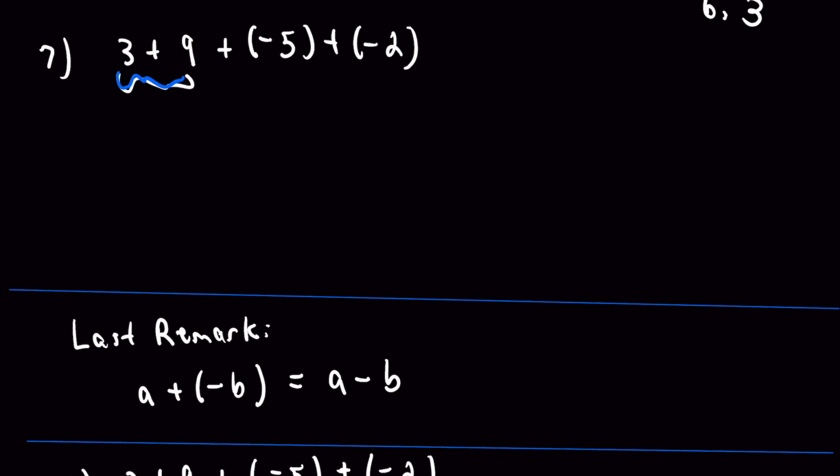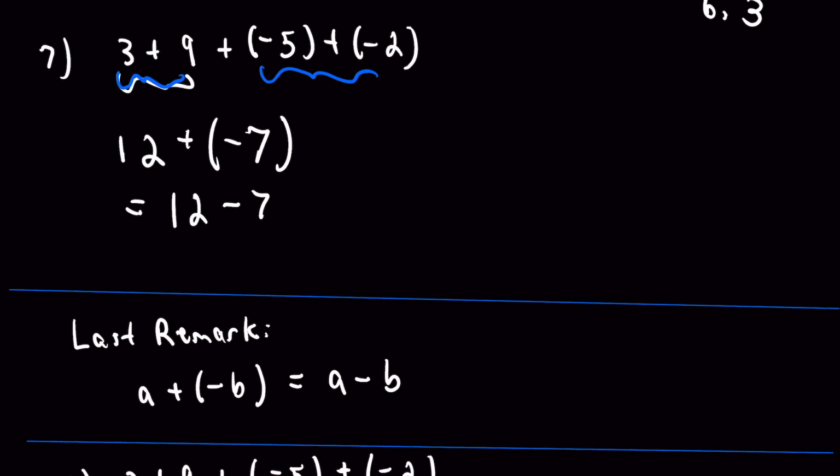I'm going to do 3 plus 9 and negative 5 plus negative 2. So 3 plus 9 is going to be 12. Again, these are both negative here, my negative 5 and my negative 2. So I'm going to add those together and get 7. But since they're both negative, I've got to add negative 7. So 12 plus negative 7, that's the same thing as 12 minus 7. A positive and a negative give a negative. And that's simply going to leave me with 5.